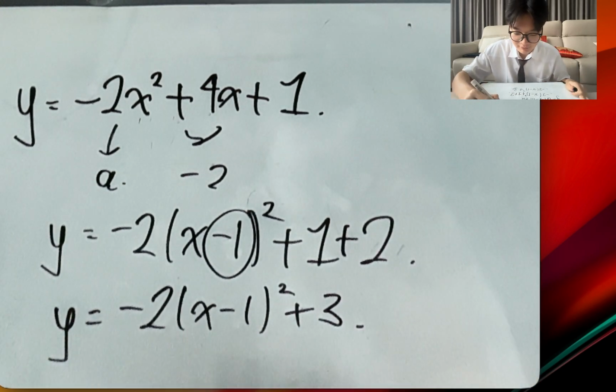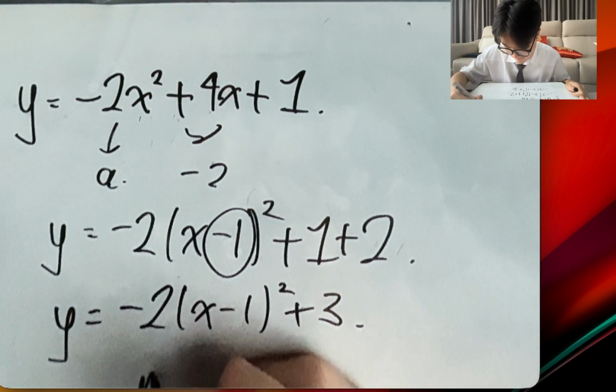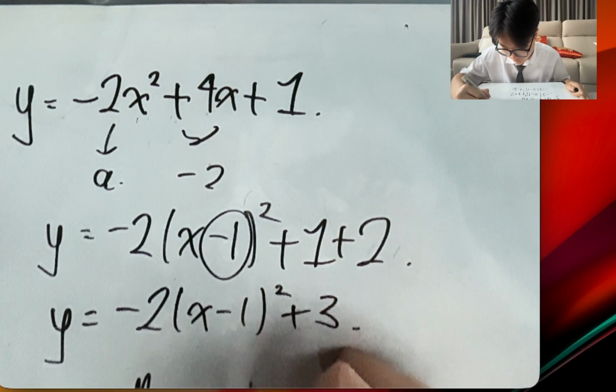After we find this, we already know the maximum point. The maximum point is going to be (1, 3).